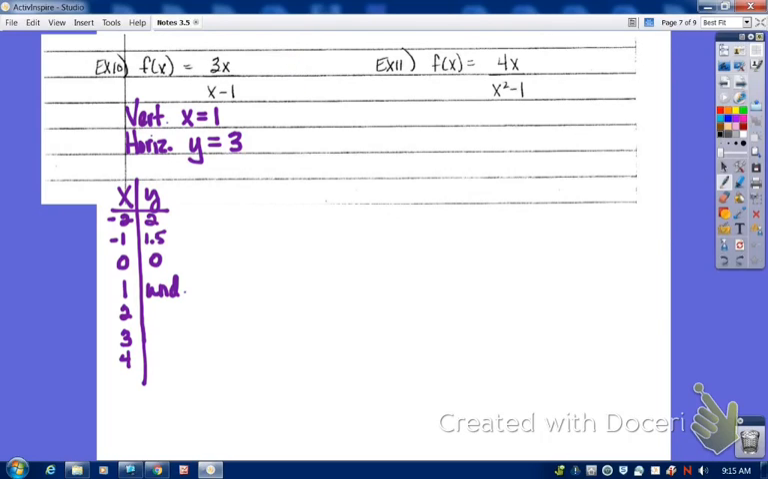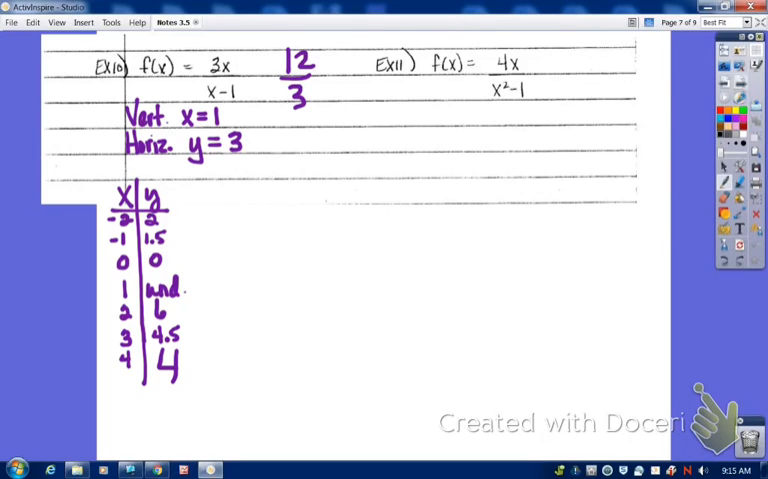When x is 2, you'll have a 6 in the top and a 1 in the bottom. So y would be 6. When x is 3, you'll have a 9 in the top and a 2 in the bottom. So that gives you 4.5. When x is 4, you'll have 12 over what? 3, which simplifies to be 4.